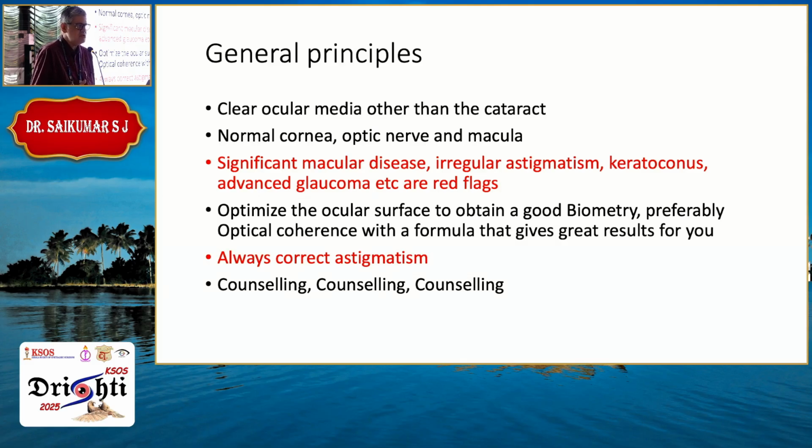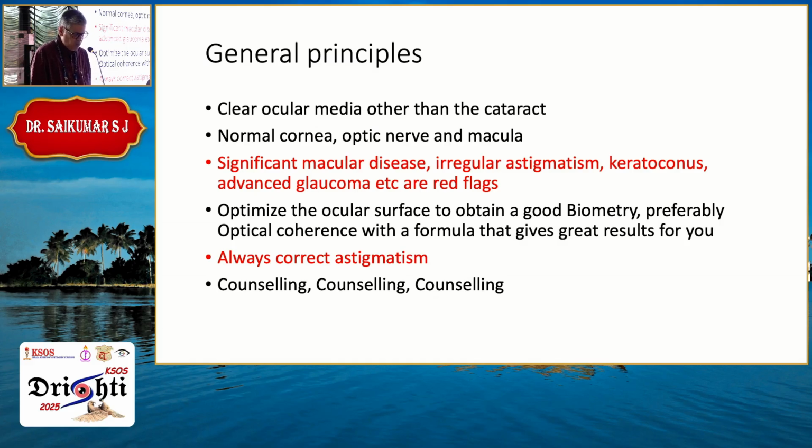Significant macular disease, irregular astigmatism, keratoconus, and advanced glaucoma are definite red flags where probably you should not implant these lenses. I have had patients with advanced glaucoma who said, I want the best lens, EDOF lens, whatever is the best, I am willing to accept whatever vision. For them you can. But generally these are the conditions that you avoid. Optimize the ocular surface, obtain a good biometry. If you have significant dry eye, you apply lubricants for some time and probably repeat the biometry.